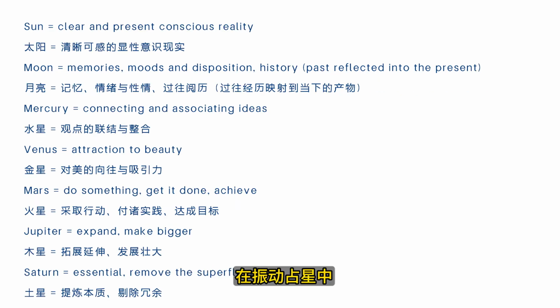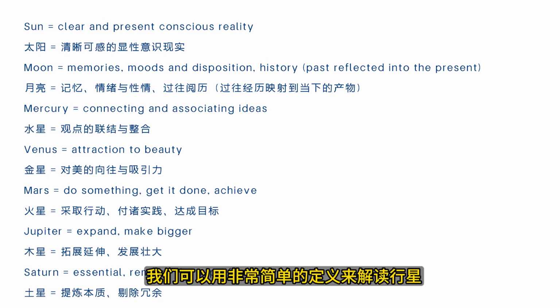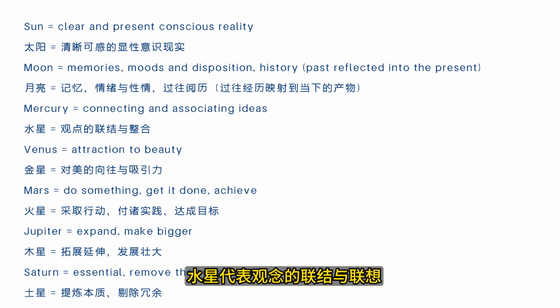Now in vibrational astrology you can use extremely simple meanings for the planets. For Sun, clear and present conscious reality. The Moon is memories, moods, and disposition, or history. It's literally the past reflected into the present as our memories, and our moods, our disposition, is something that develops over long periods of time. Mercury connects and associates ideas. Venus is attraction to beauty.